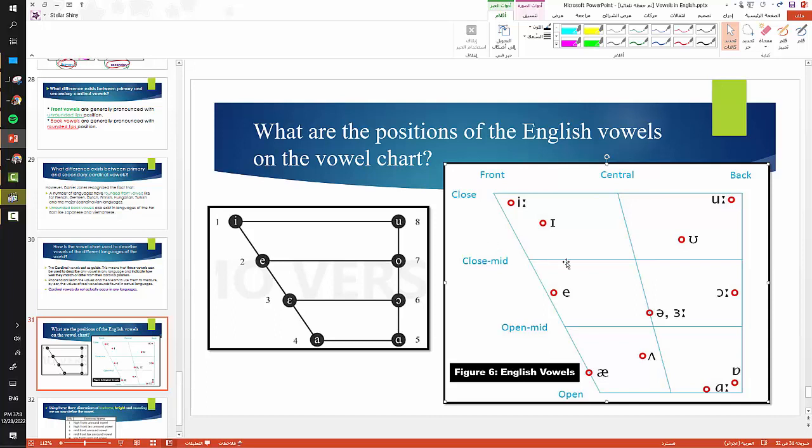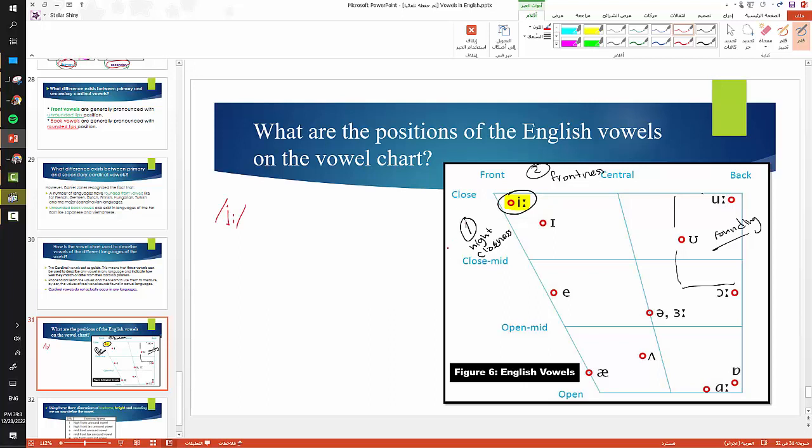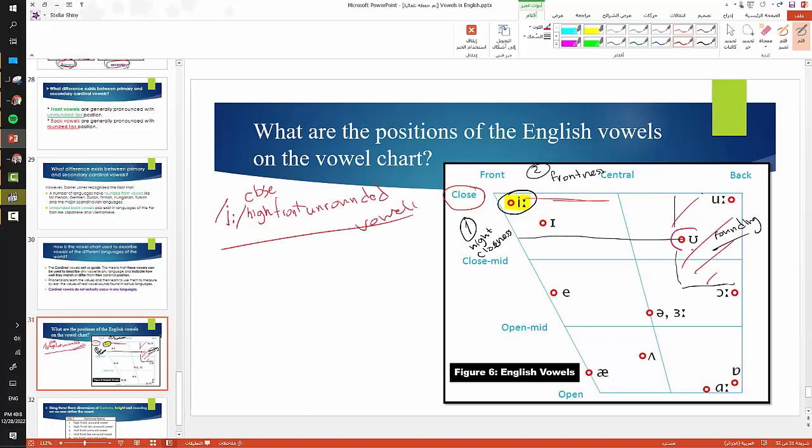You know already, we use the four dimensions. If we want to describe a long E sound, how can you describe it? You will describe it first by height or closeness, then the frontness, then the rounding or roundness. Long E sound: we will describe it first by height. It's in the close or the high, so we can say it's high or close. The frontness: is it in the front or the back? It's in the front. So high, front. Is it rounded or unrounded? It's not in this place, so it's unrounded.